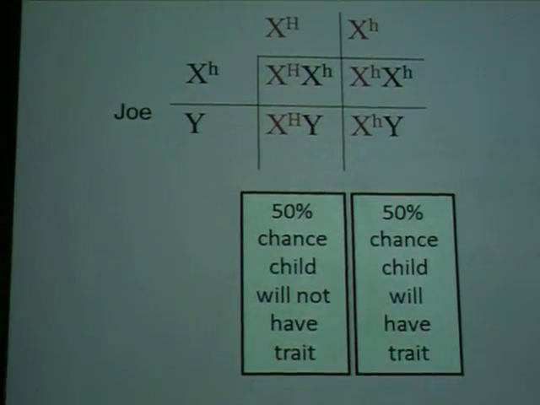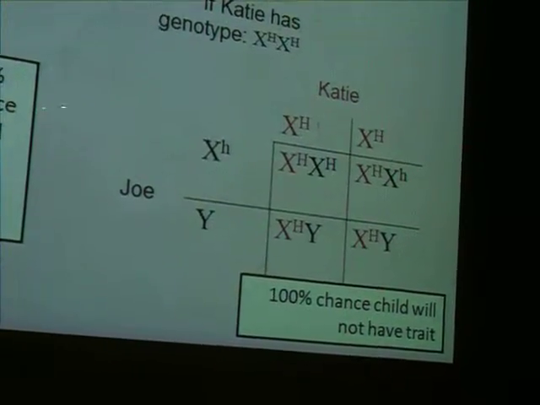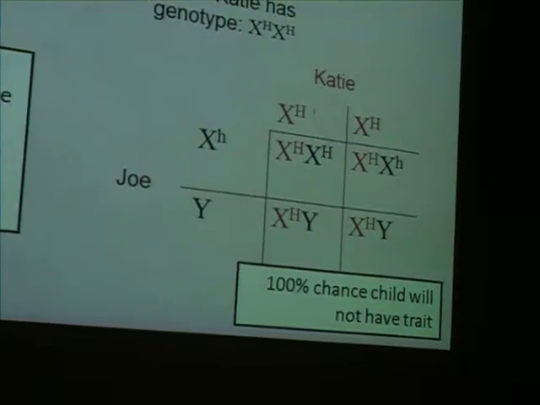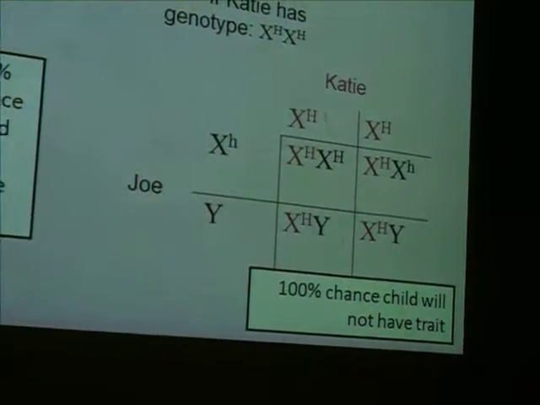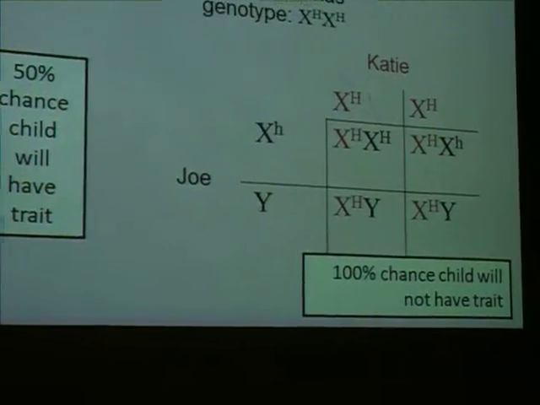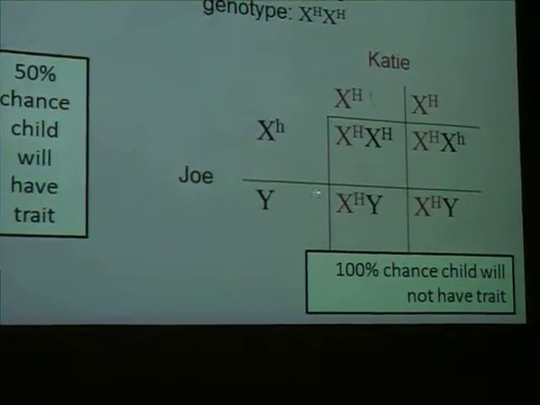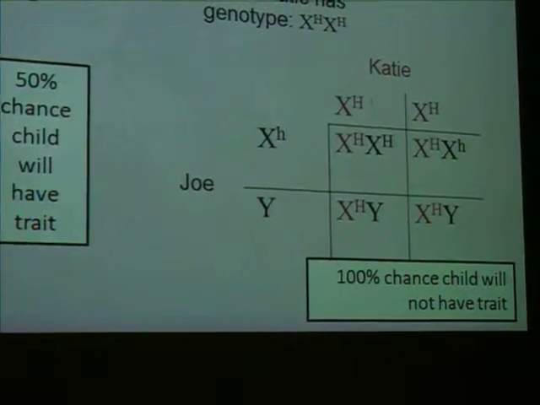If Katie, however, was completely dominant, meaning she had no small h on her X chromosome to donate to her children, then there would be a 100% chance that none of the children would have the trait. With this being said, it can be seen how this disease is recessively inherited.